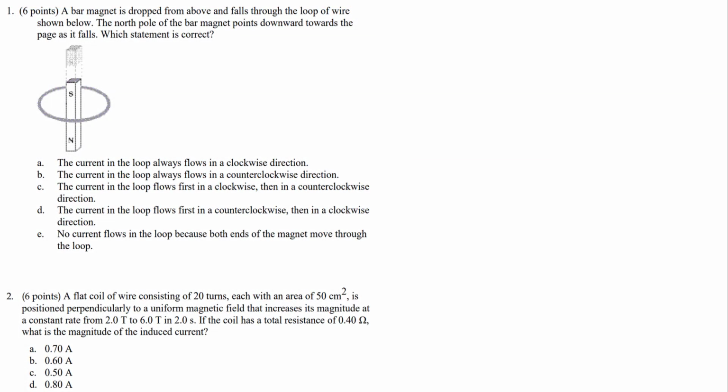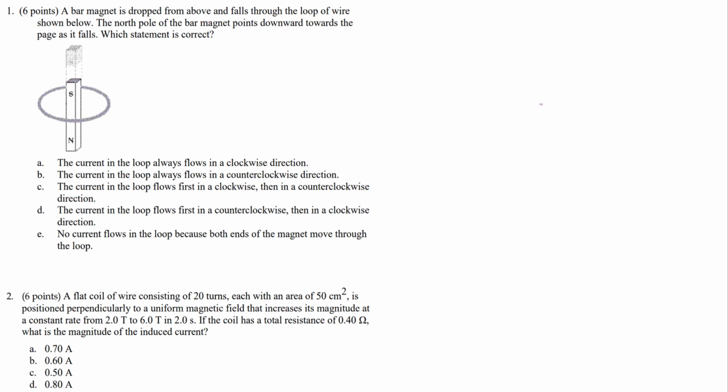We will now be doing Physics 2, exam 2, which was taken in 2009, so like 10 years ago. We have a bar magnet that is being dropped from above, and it falls through a loop of wire. Now we have to find out which statement is true.